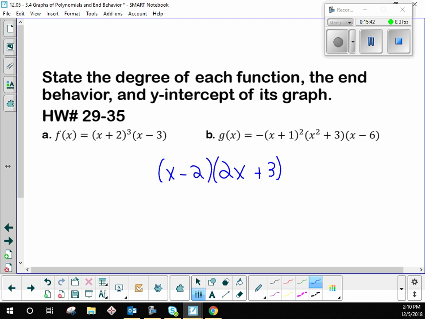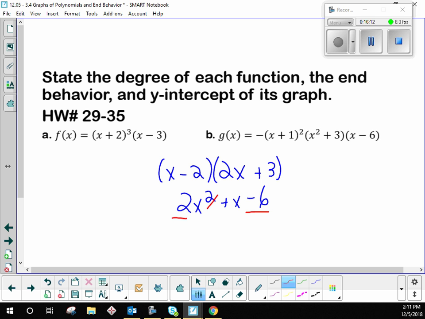x minus 2 times 2x plus 3. This is a factored form, right? If I were to FOIL this out real quickly, 2x squared, that'd be negative 4x plus 3. Negative 2 times 3 is negative 6, right? Now, that was really easy to FOIL and get something. And in this form, it is like that last section. I can see an a value very easily, the degree, and the y-intercept. I can read all that stuff right now.